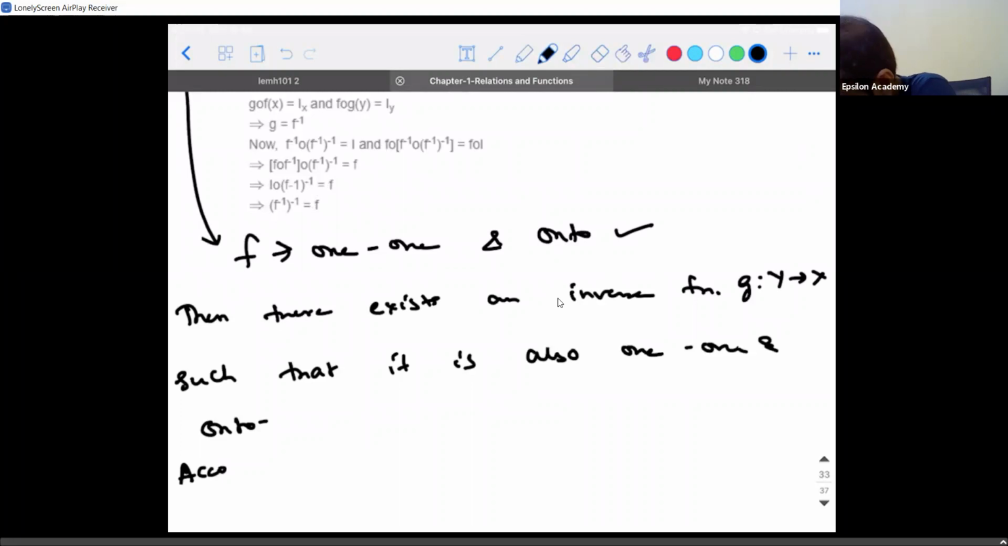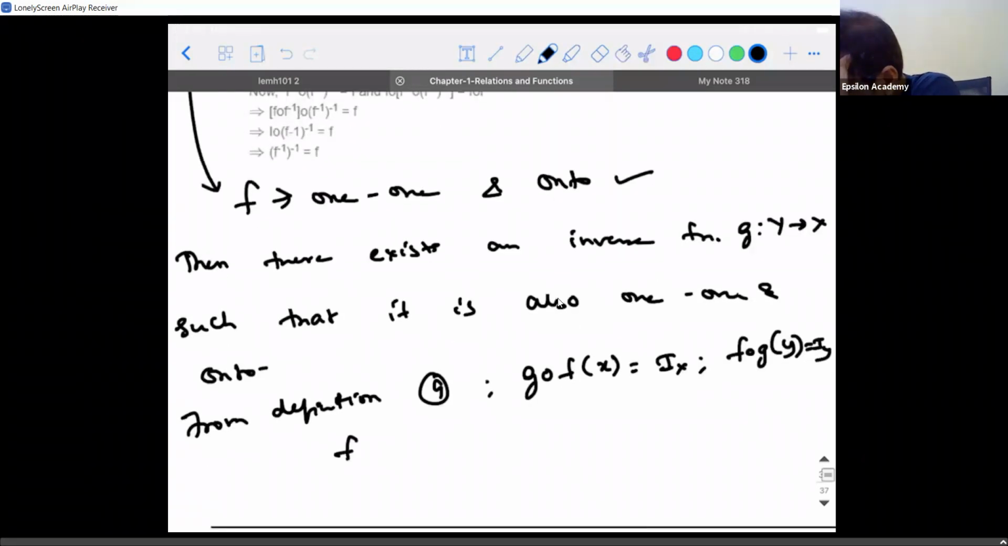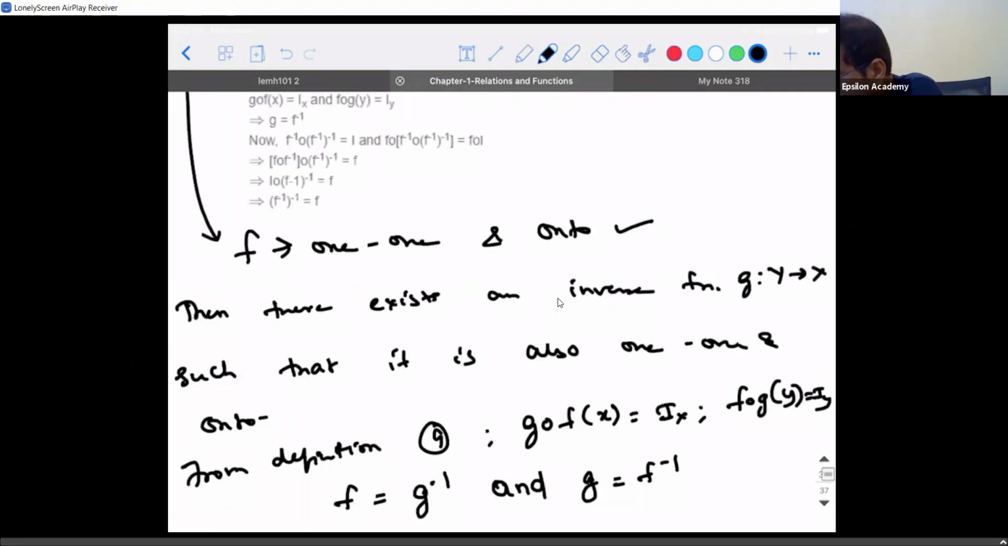Now, from the definition, what should I get? G circle F of x should give me I x, and F circle G of y should give me I y. If that is the case, then F can be called G inverse and G can be called F inverse. Right? So this is the next step you are going to write. So what are we supposed to prove? F inverse inverse is equal to F.